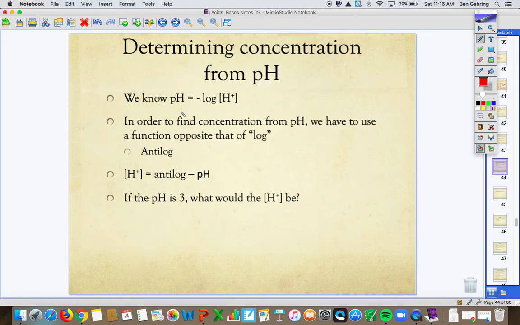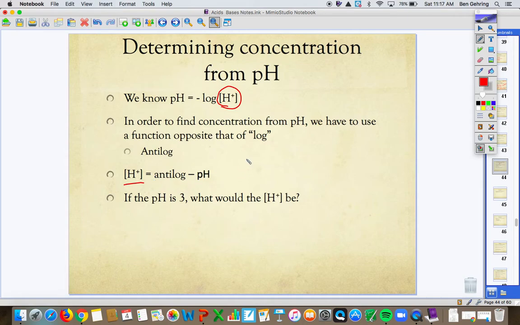So talk to me and we'll figure it out. Now, we've gone from concentration to pH, and we know that pH equals the negative log of the concentration. If we want to work backwards and find concentration values given a pH, we have to use the opposite function of log. So we use the anti-log to get to concentration values from pH. We take the negative pH and take the anti-log of that. So the concentration of hydrogen is equal to the anti-log of the negative pH.